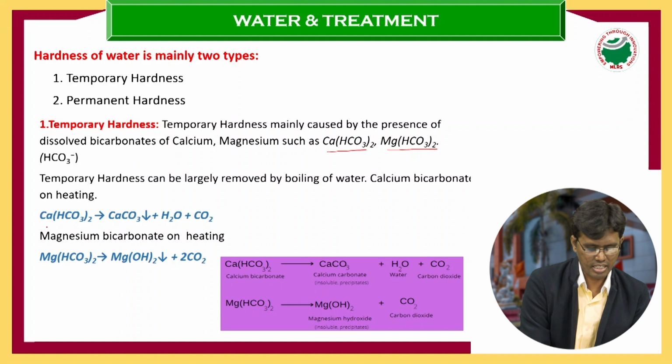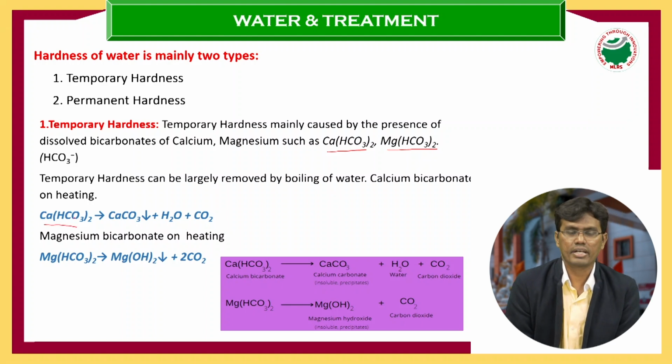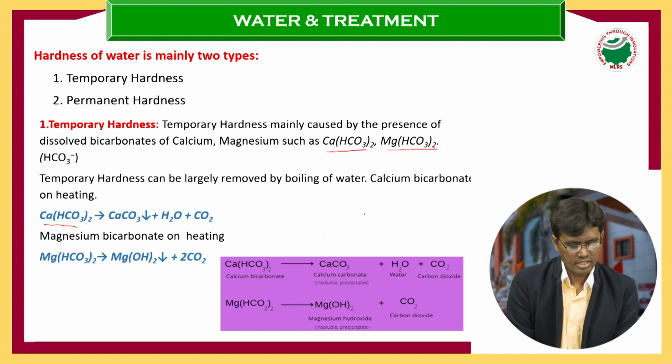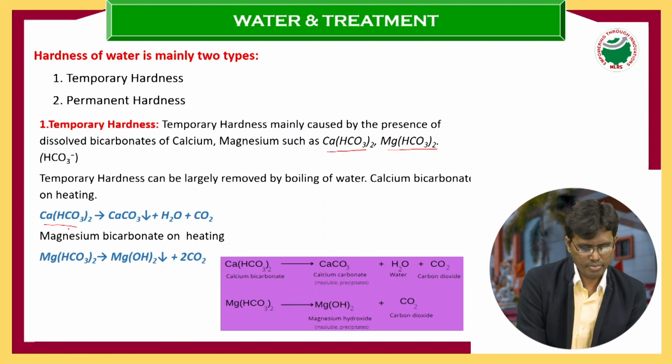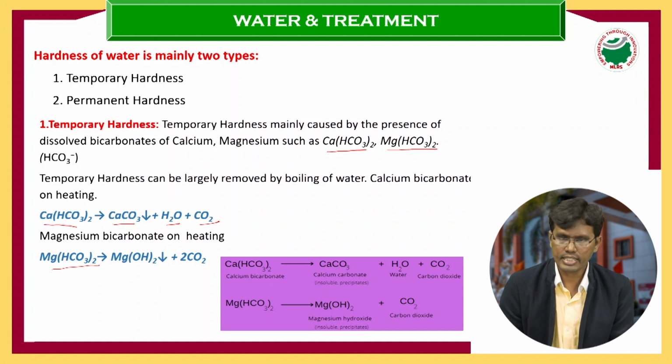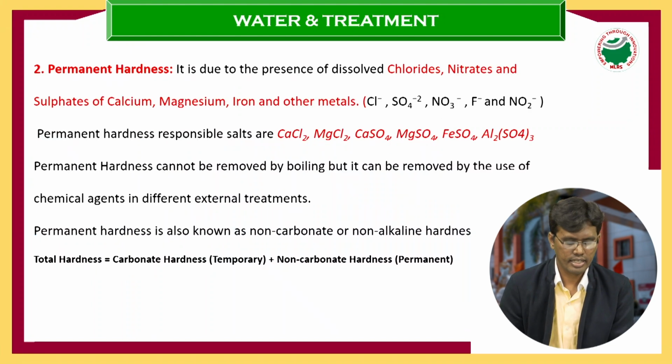You can see the chemical reaction here. Temporary hardness can be largely removed by the boiling method. Here I incorporated two reactions. Calcium bicarbonate, when heated, divides into calcium carbonate, H2O, and CO2. Similarly, magnesium bicarbonate. This is temporary hardness. Next, the second one, permanent hardness.